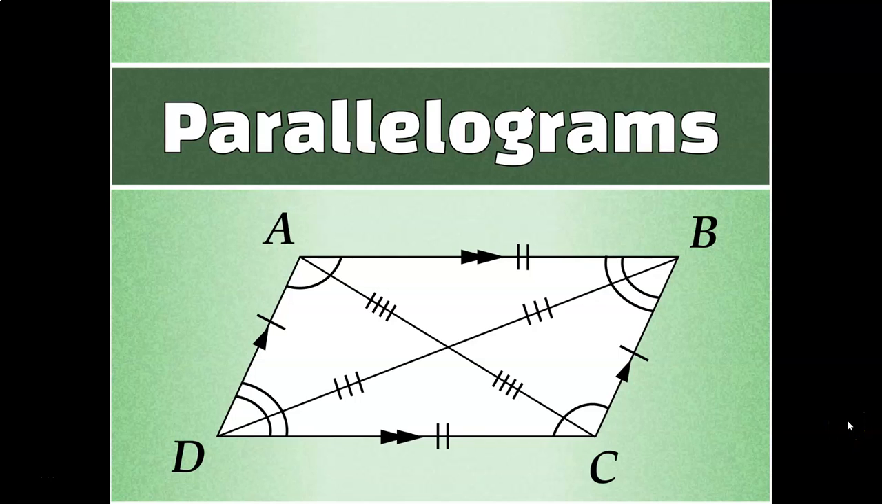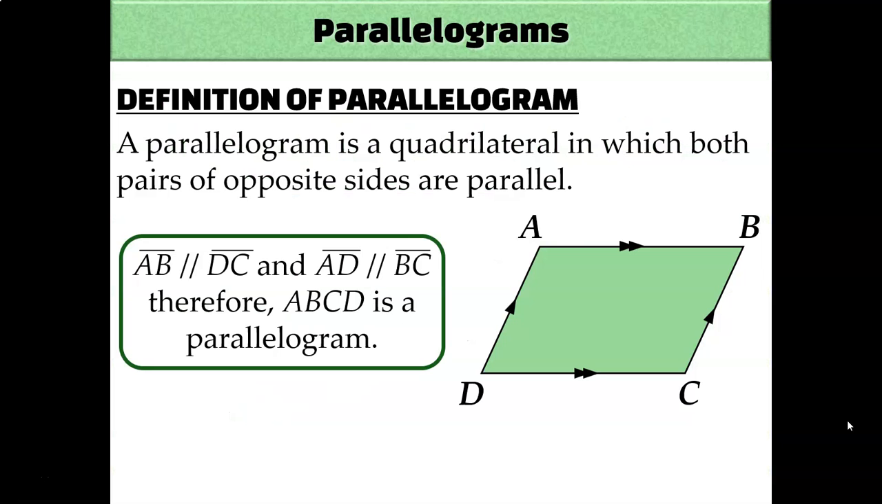Let's talk about parallelograms. What are they, and what kind of special properties do they possess? Well, by definition, a parallelogram is a quadrilateral with both pairs of opposite sides being parallel. That's why we call it a parallelogram, because it has two pairs of opposite sides that are parallel. So AD is parallel to BC, and AB is parallel to DC.